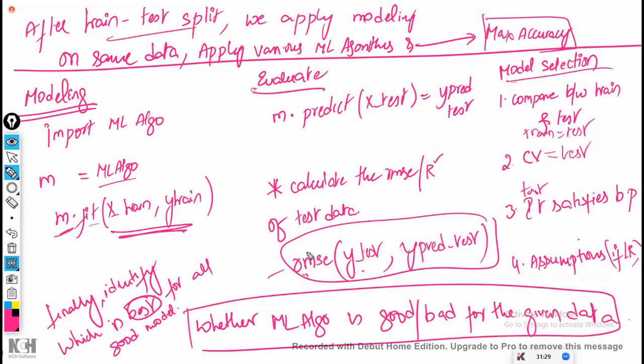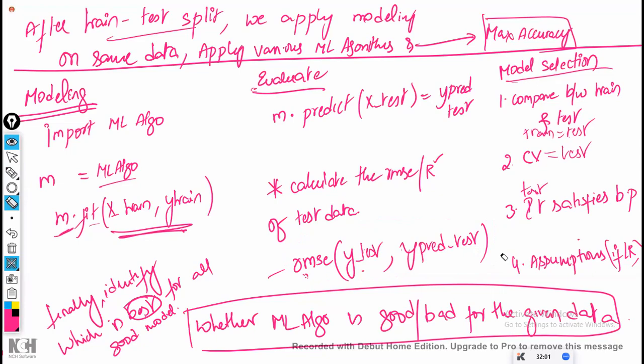Is that clear, guys? So once this is clear, let us see one by one, step by step. For all the data sets, I'm going to follow the same procedure, guys. For all the projects, entire projects of ML, the concept remains same.